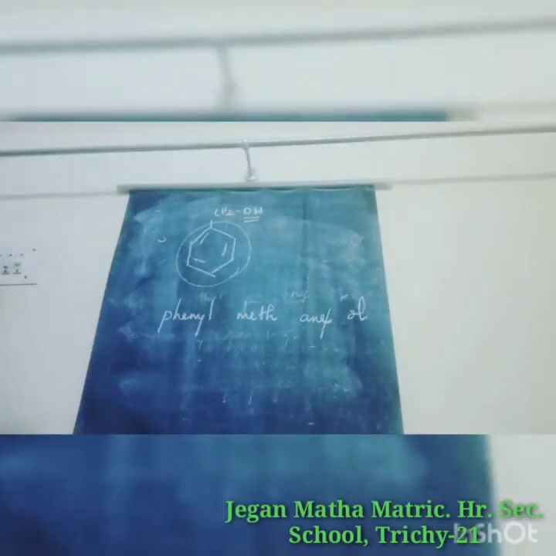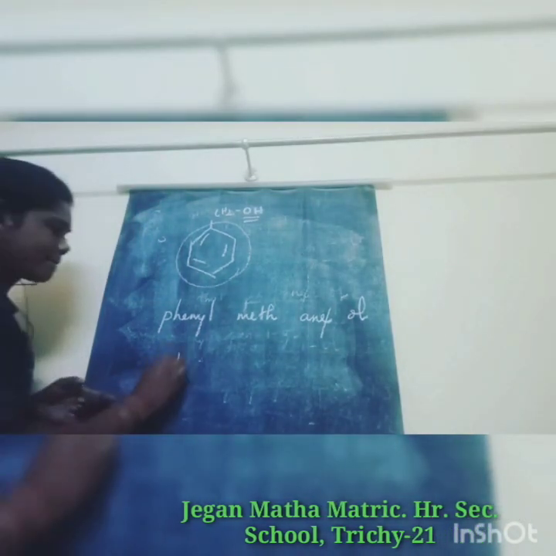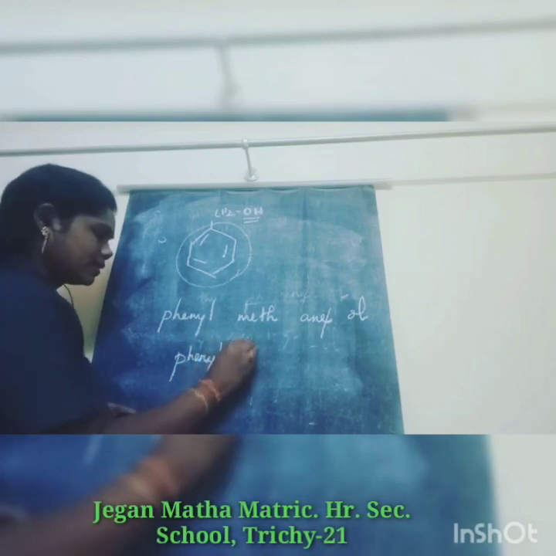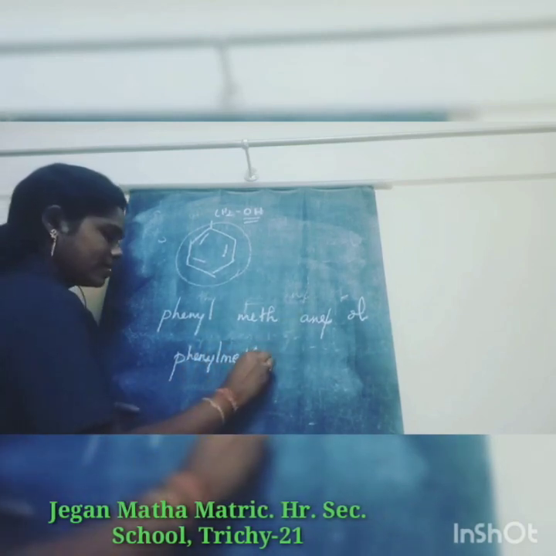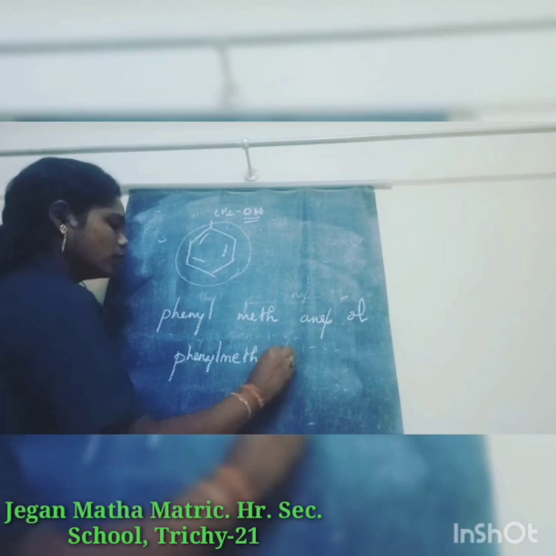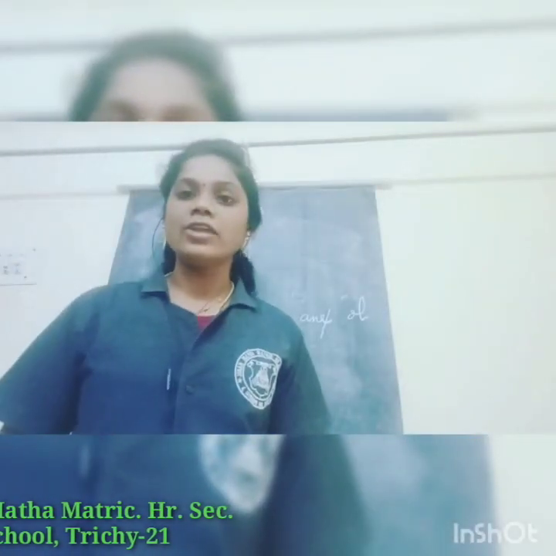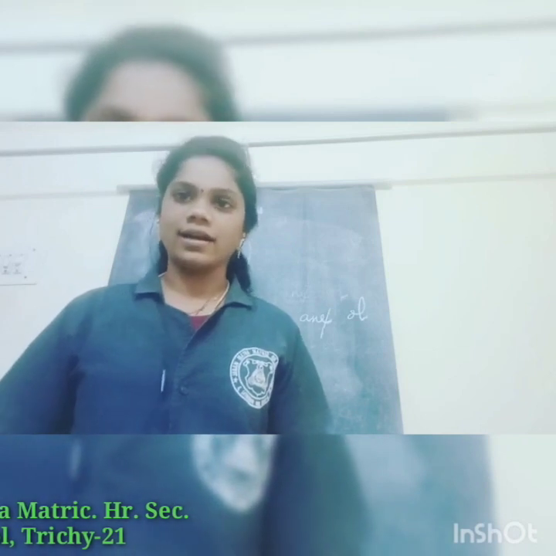So how to write this one? Phenyl, meth, an, and here OL. Okay students, that's all for IUPAC nomenclature of alcohols. Thank you.